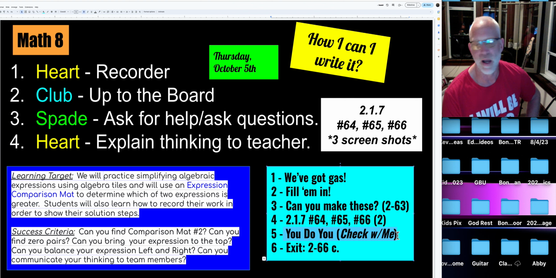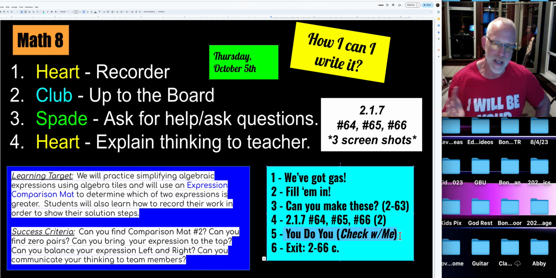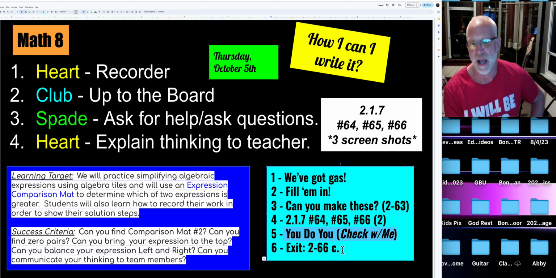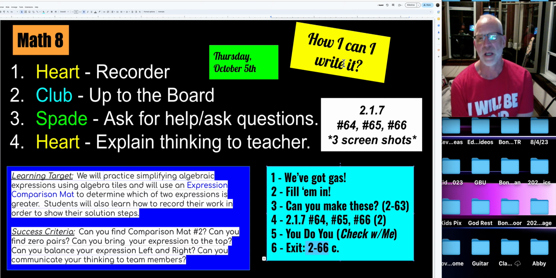And then if kids are really working ahead and they're doing okay, I might just check in with some kids. I'm like, hey, show me this, show me this, show me this. Then to end class, I read it, and our exit ticket was 266C. And that was kind of like what we did earlier, was like, can we map out an expression just by looking at it and reading it, and then figuring out what it needs, and then balancing it and finding out which side is greater. Sound good?